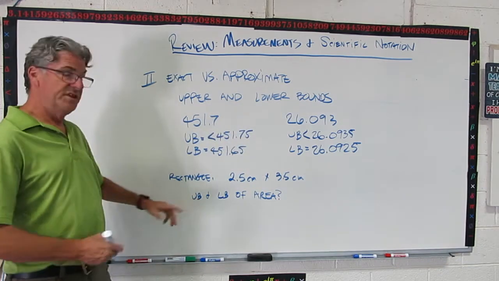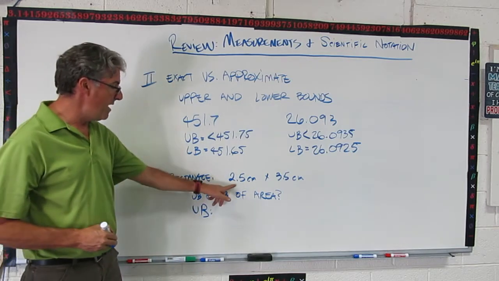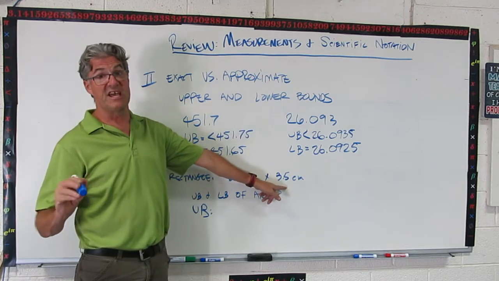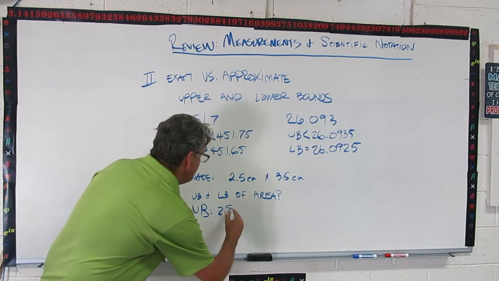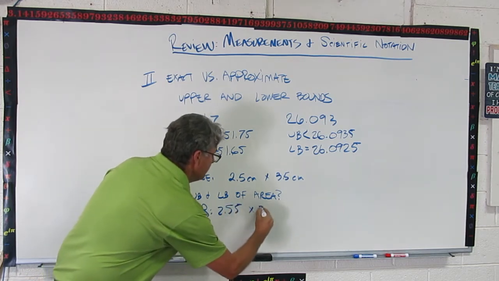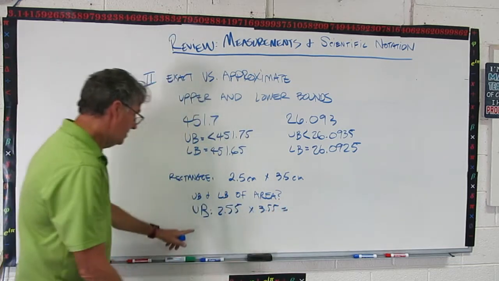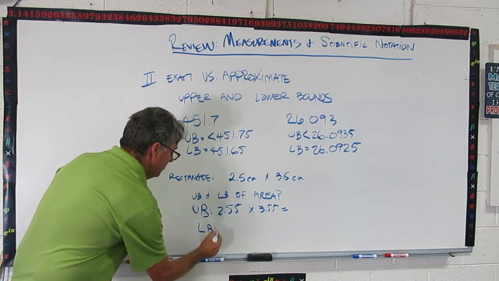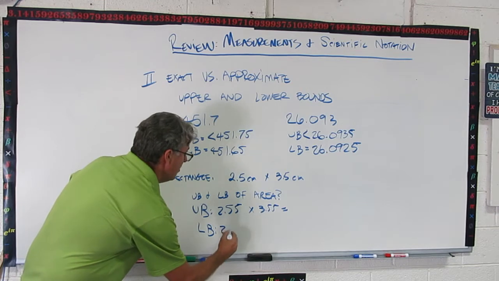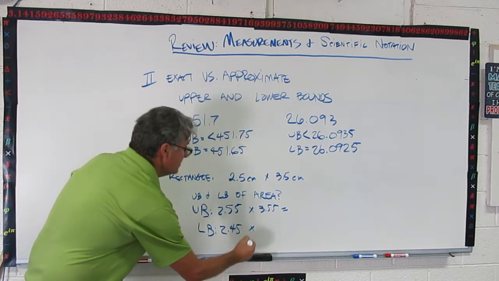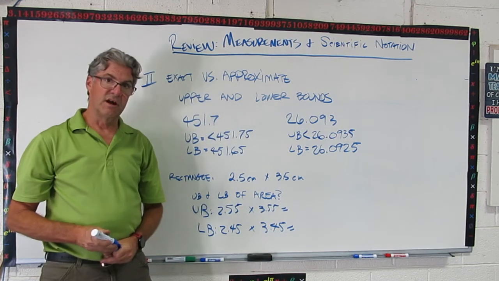Let's do the upper bound first. To get the upper bound, we have to take the upper bound of the two numbers, multiply those together. That gets us the upper bound of the area. So this would be 2.55 times 3.55. And we'll get to that in a minute. The lower bound would be the product of the lower bounds of the sides of the rectangle. So this is 2.45 times 3.45. And this is how we get the upper and the lower bounds.